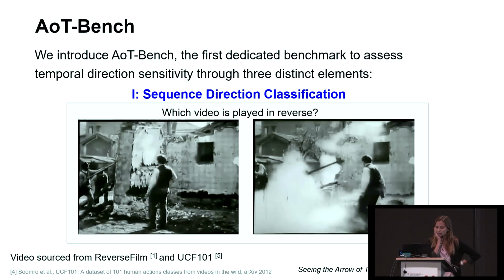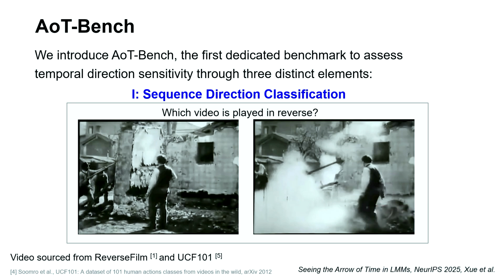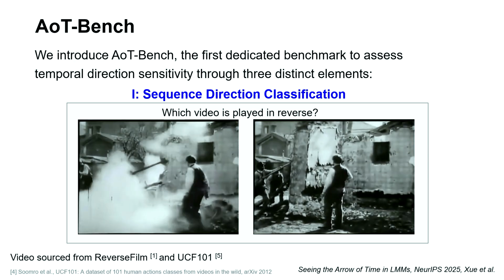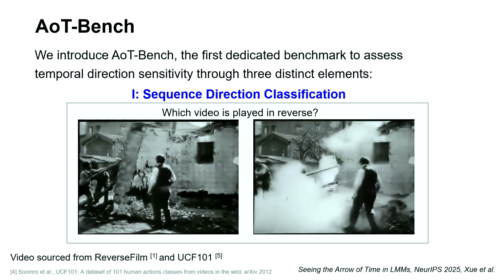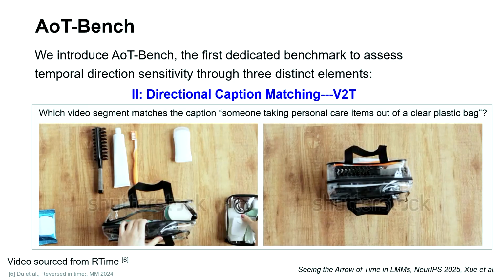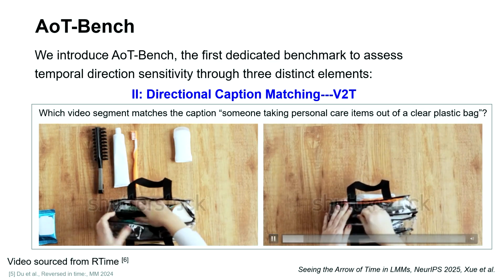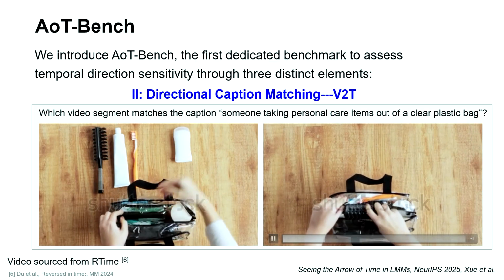All right, so let's see what it does, and in fact, how we can benchmark it. Part of this work was to, as I've alluded to, establish a benchmark that really is time sensitive and increase the requirement there. So first of 3 tasks was sequence direction classification. You get the 2 videos, you need to say which one is played in reverse. Second task would be directional caption matching. So similar idea, but here you're saying, okay, this is a language description, like someone taking personal care items out of a clear plastic bag. Which video does it go with? You can do this in either direction, video to text or text to video.